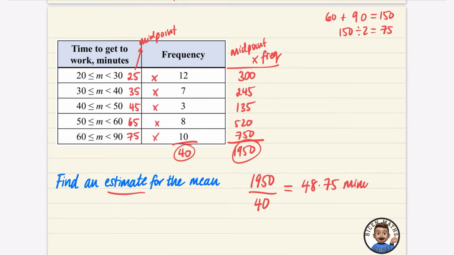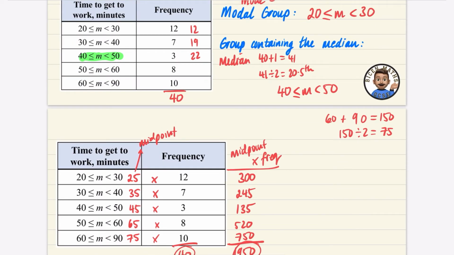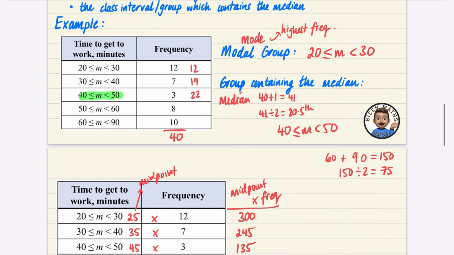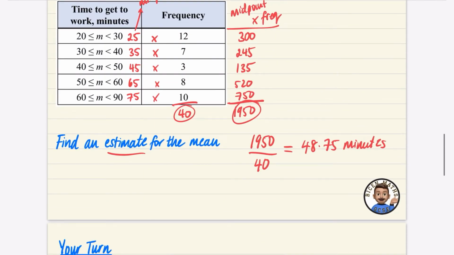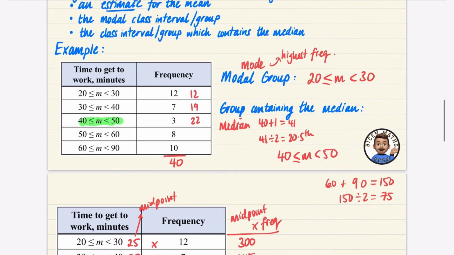48.75 minutes. Now, interestingly, the mean is 48.75 and the median are kind of similar, right? So we've kind of got them in the same group, 48.75, 40 to 50. But the modal group is different. This one seemed to be the most common.